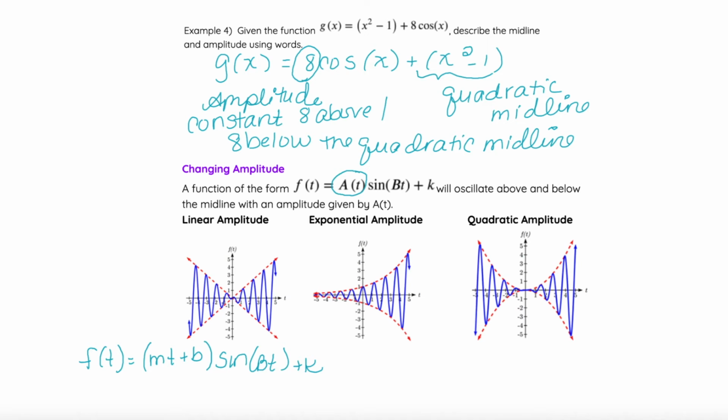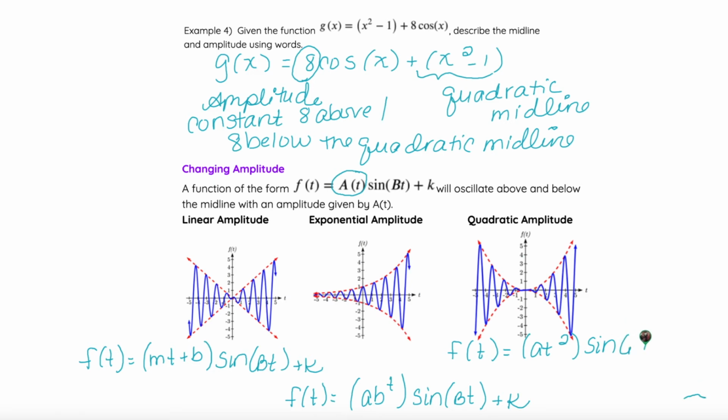Similarly, if I want to have an exponential amplitude, I will have f of t equal to an exponential parent function, a times b to the power of t, times sine, and it could be cosine, of b of t plus our midline. And finally, we can have a quadratic amplitude. So f of t is equal to a of t to the power of 2, since it'd be ax squared, the parent function, times sine of b of t plus k.